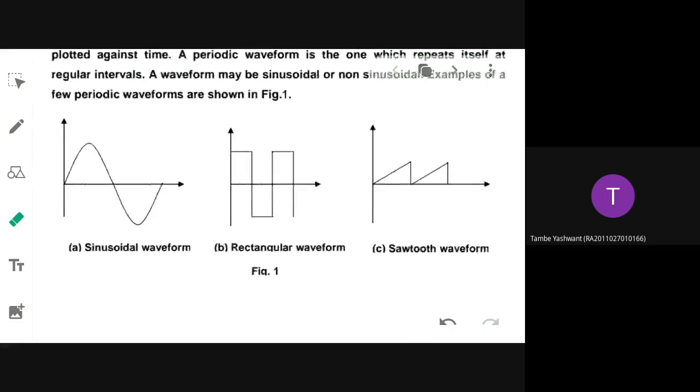Have you studied all these things in your previous classes? What is cycle and what is period? What is time period? Frequency? Yes, ma'am. Only not the definitions, but the formulae.